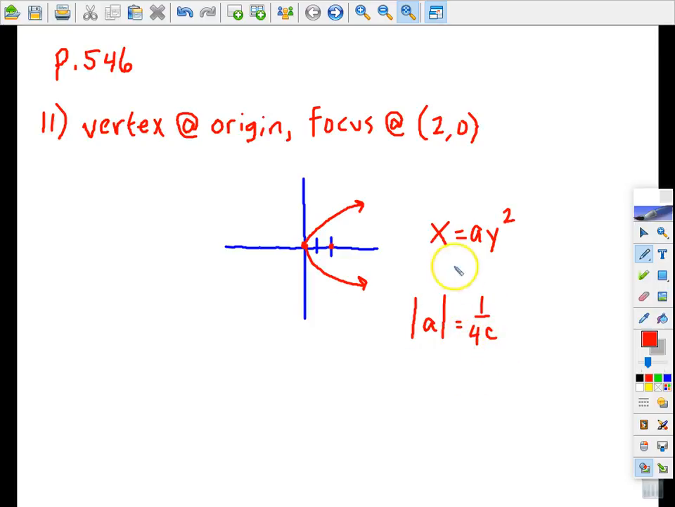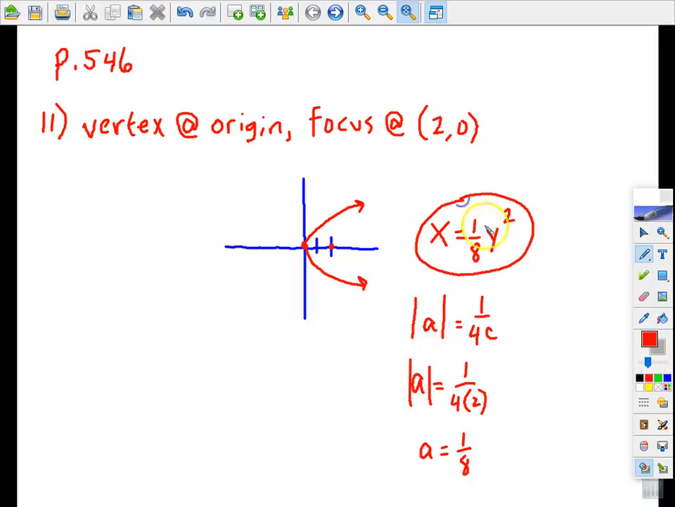So what we know is that the distance from the vertex to the focus is 2 units. Well, that's what c refers to. c is the distance from the vertex to the focus. So the absolute value of a is going to be 1 over 4 times 2. That means the a that belongs in our equation is 1/8. So that gets us to our final answer: x equals 1/8 y squared.